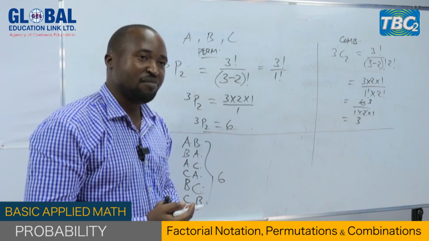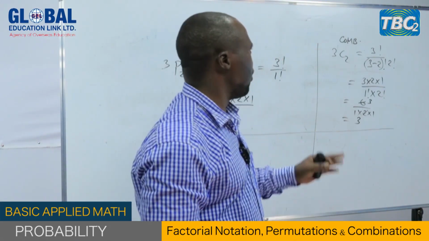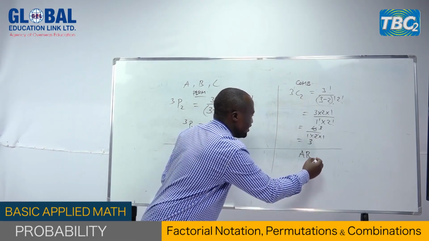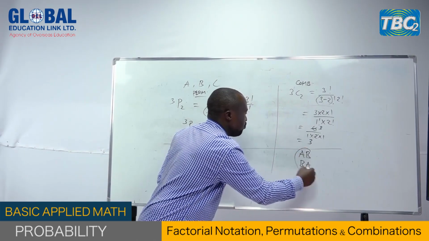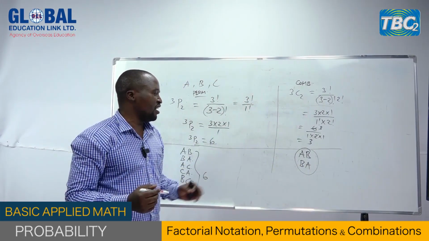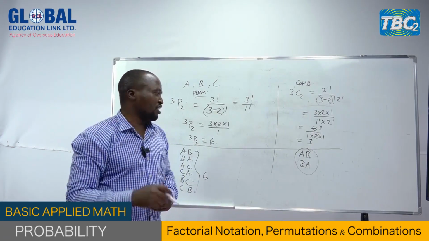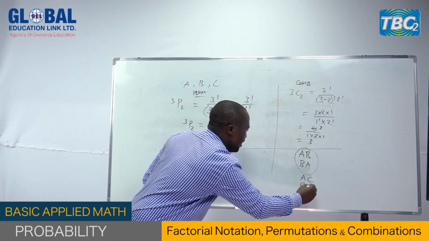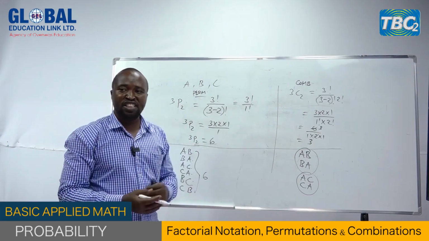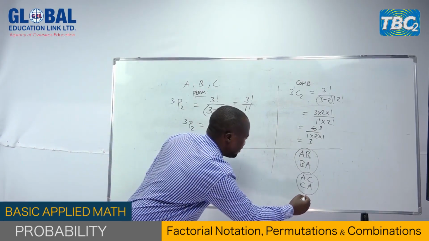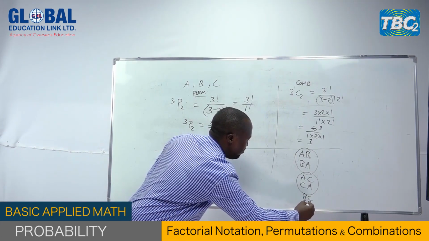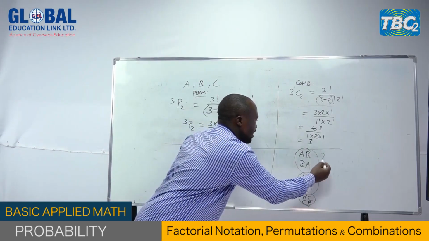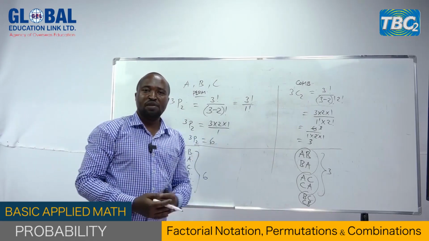But for the case of combination, remember, order is not important. So AB is the same as BA. You can group like this. That is AB is the same as BA. Why? Because the order is not important. And again, AC is the same as CA. Why? Because the order is not important in combination. And the last one is BC and CB. So now try to count what we have. We have 1, 2, 3. So we end up with 3 items, which is the same as the 3 we got by using the general formula.